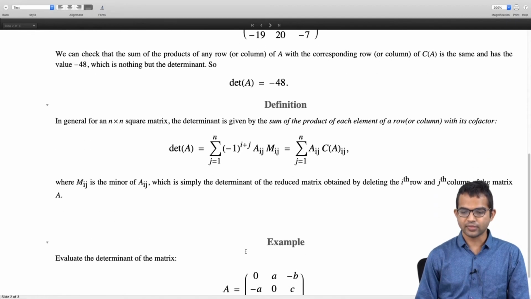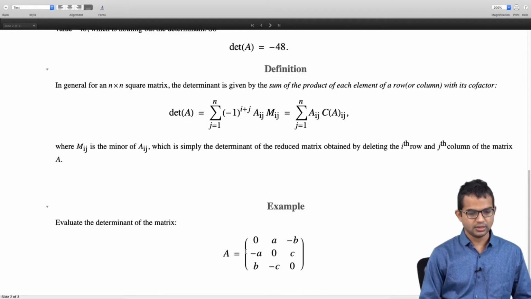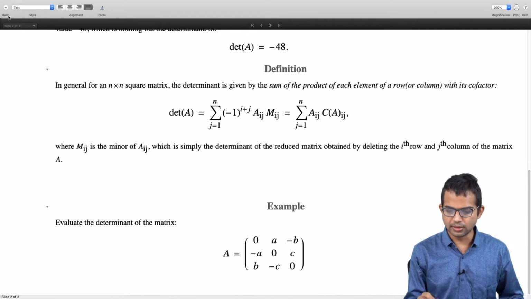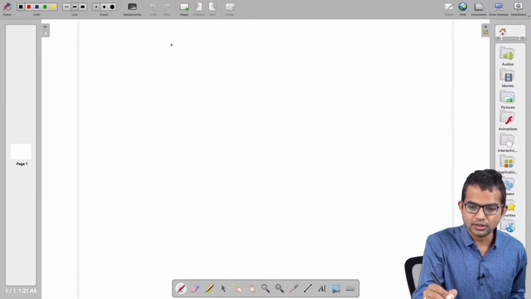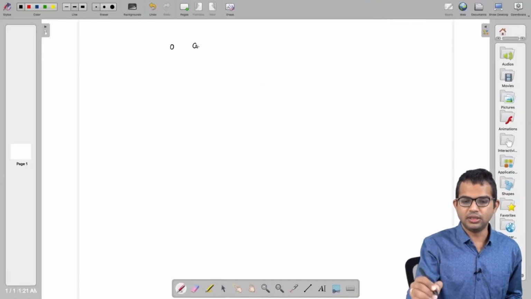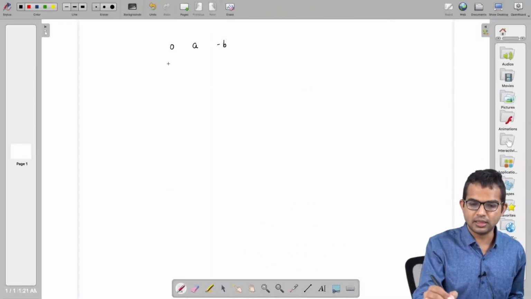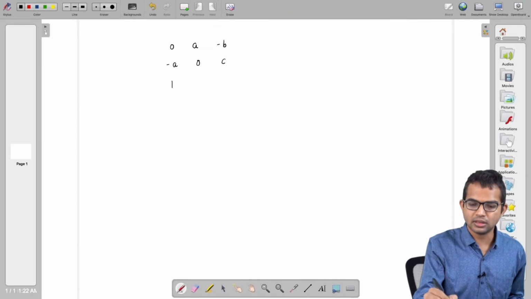So let's work out the determinant of this matrix. Let me copy this down. I have 0, A, minus B; minus A, 0, C; then I have B, minus C, 0. And we can do it the brute force way.